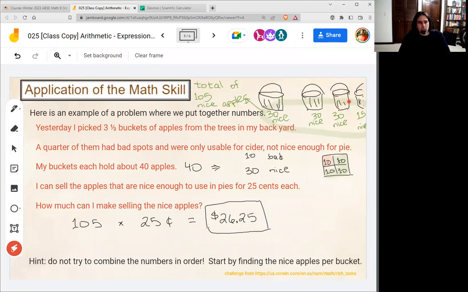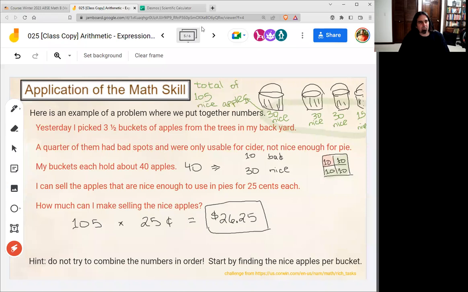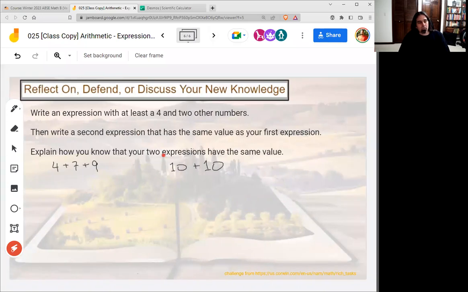We had 3.5 buckets, and I just happened to draw this half bucket like it was cut with a sword up and down rather than half full like you would, because I ran out of space. So 30 and 30 and 30 and half of 30, which is 15, adds up to 105. Then each of those is 25 cents. We used the calculator, 0.25 times 105, and we got $26.25.